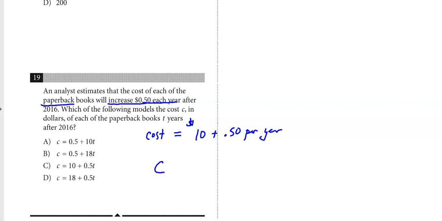So putting that into an equation, I'm at 10, and I'm going to increase by 50 cents times, they're calling T's as years. So the correct answer here is going to be C. It's called constructing a linear model. That's what they're testing there.